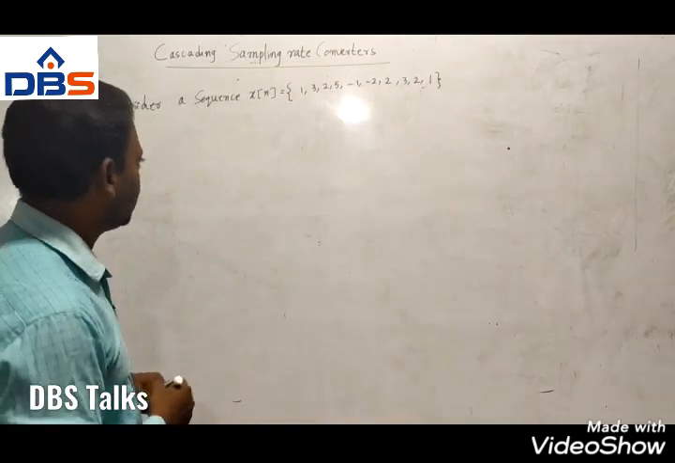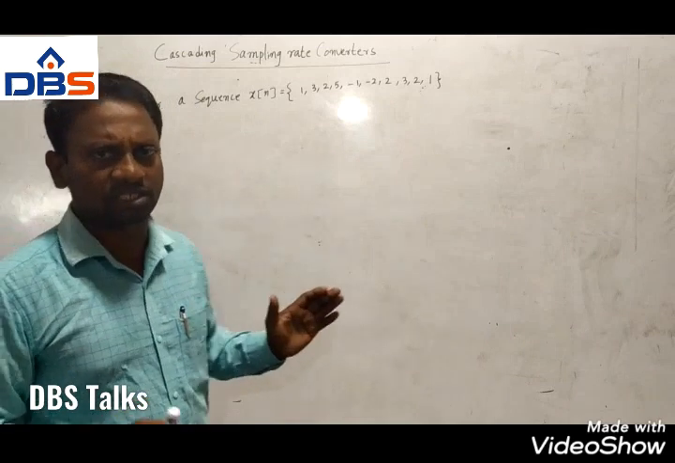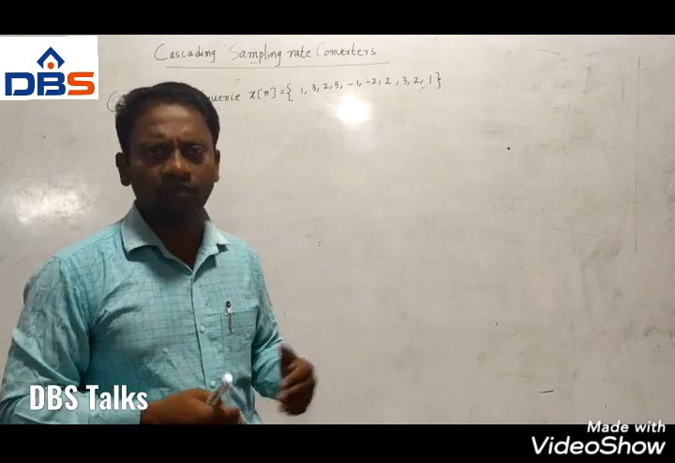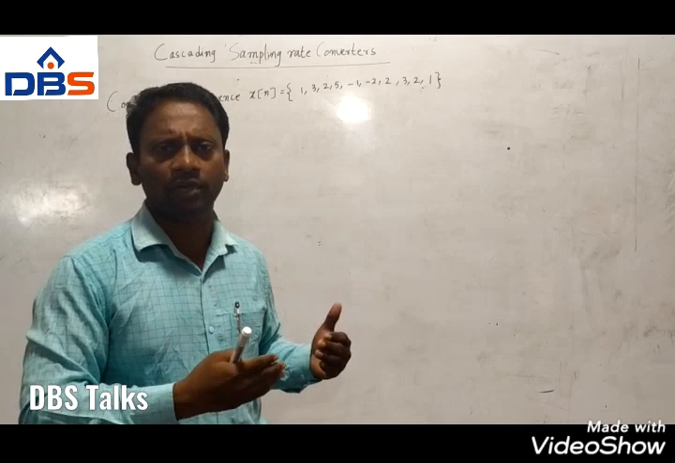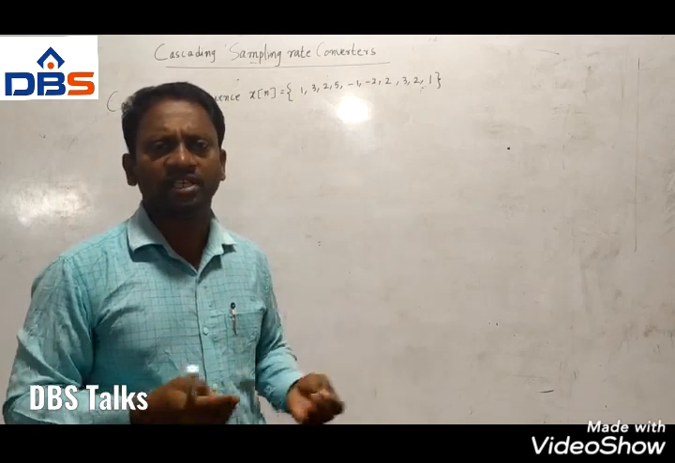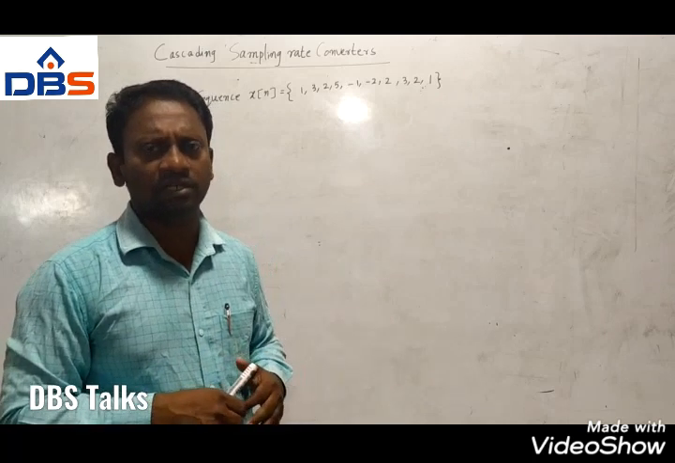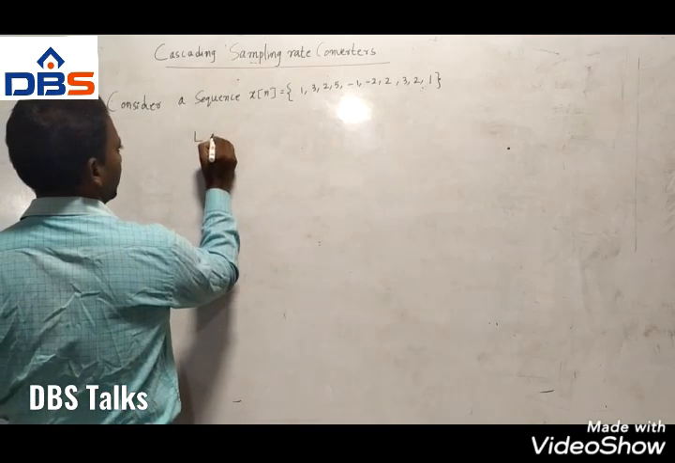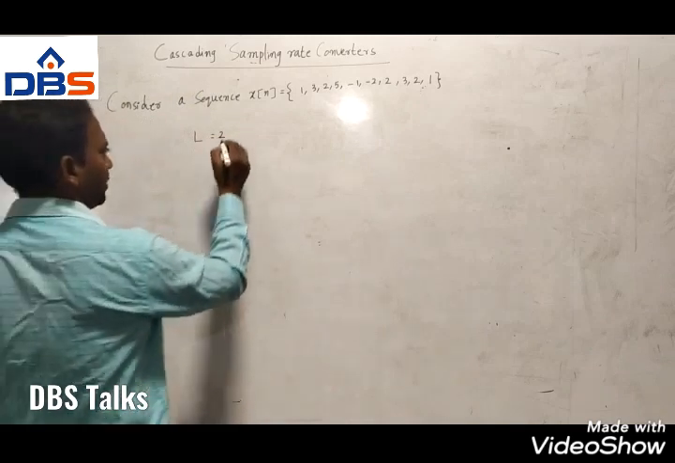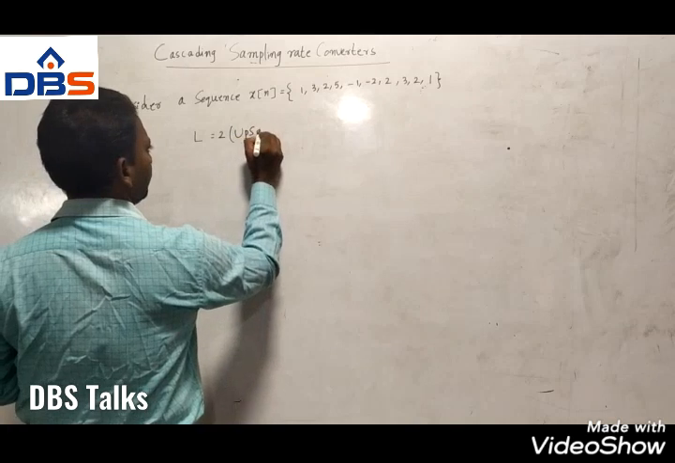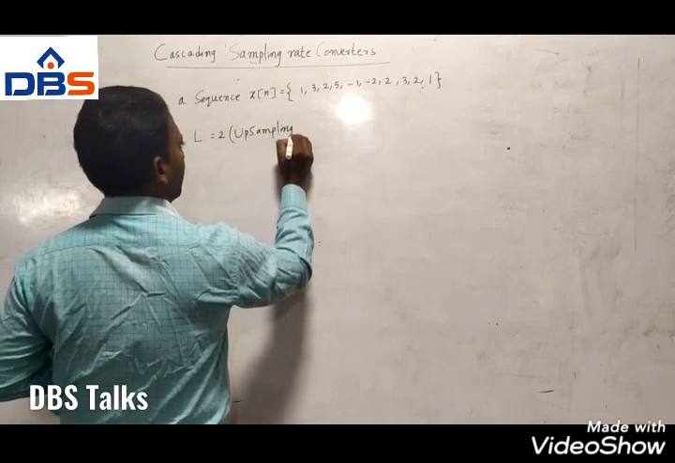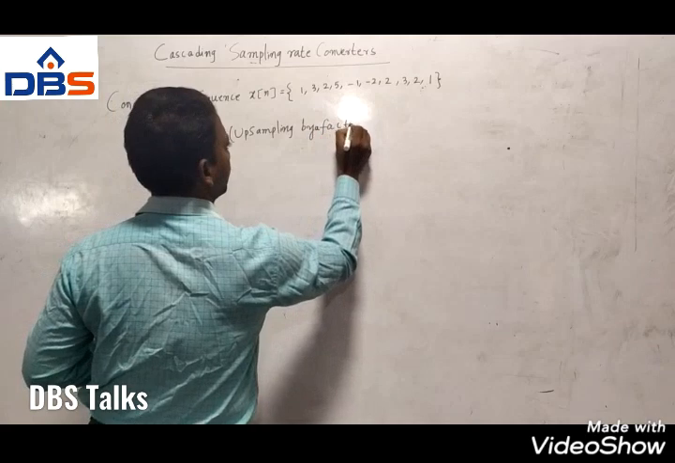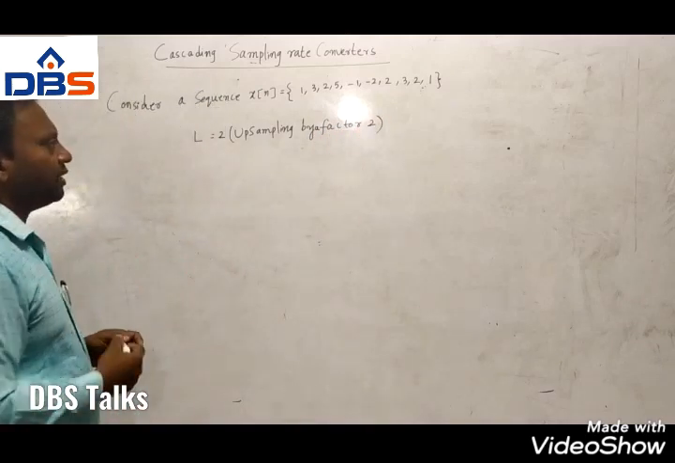Now, what are cascading sampling rate converters? First we have an L interpolator, after that an M decimator. If you connect these two, with the output of the interpolator as the input for the decimator, then we say it is a cascading sampling rate converter. Now we will take L equal to 2, which means upsampling by a factor 2.